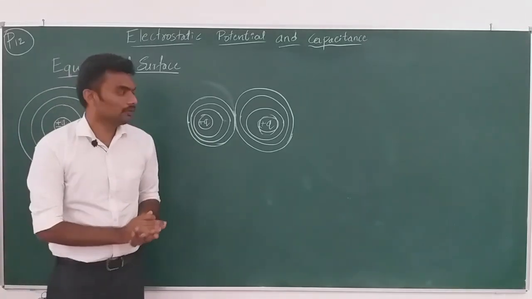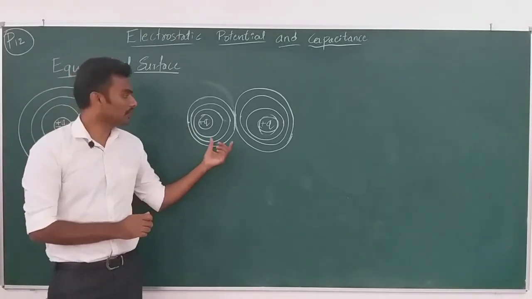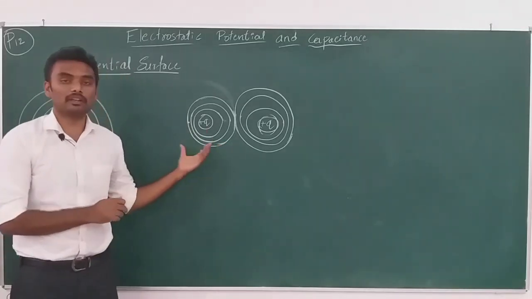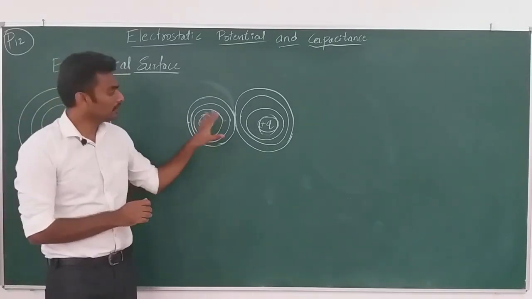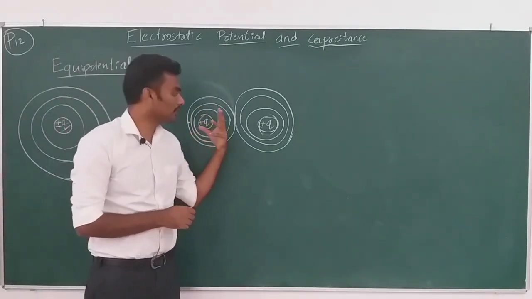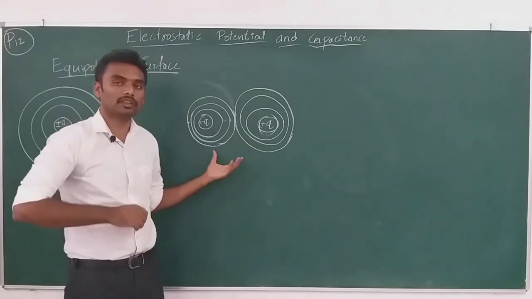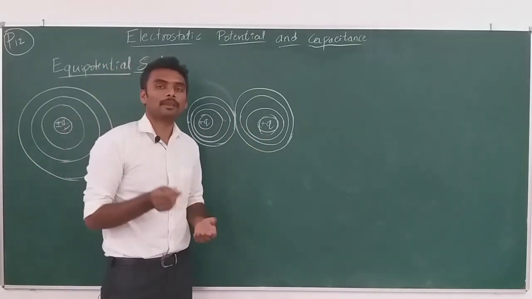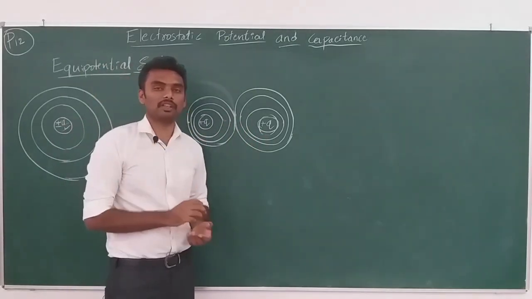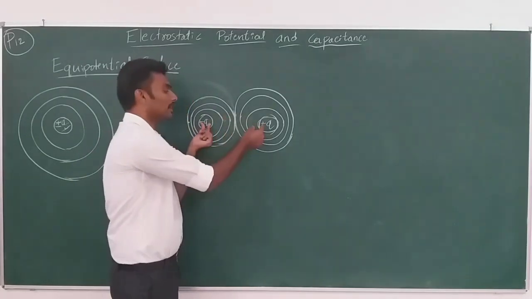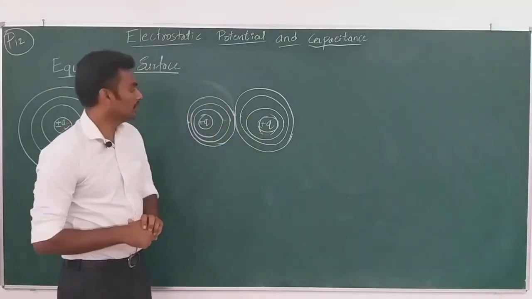So this is how the equipotential surface looks for a pair of positive charges, and the same kind of equipotential surface is valid even for a pair of negative charges. Even if we have negative charges, it will be the same.